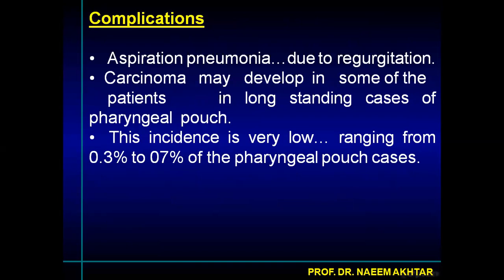Complications. Aspiration pneumonia. This is due to regurgitation. Second complication is carcinoma. This carcinoma is the squamous cell carcinoma, which may develop in some of the patients in long-standing cases of pharyngeal pouch. Although the incidence is very low, ranging from 0.3% to 7% only of the pharyngeal pouch cases.